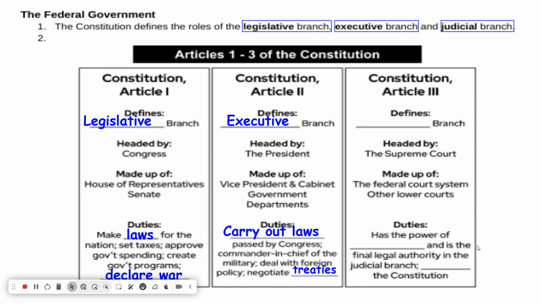The third article of the Constitution defines the role of the judicial branch, headed by the Supreme Court, but also made up of other lower federal courts and other courts that kind of feed into the federal system. It has the power of judicial review, which is the final authority to review acts of Congress or things that the president has done to determine whether or not they are in violation of the Constitution. So they are interpreting the Constitution.